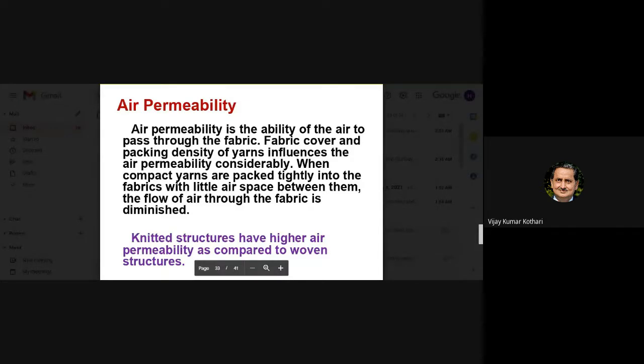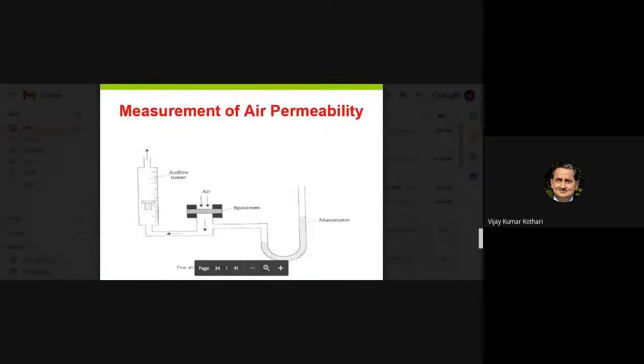When compact yarns are used and packed tightly into a structure, the permeability of such a structure would be very low. Whereas if you have an open structure with loosely packed yarns, then we have higher permeability. That's why knitted structures have higher air permeability as compared to woven structures, because there is less cover provided by the yarn structure in the knitted fabric.